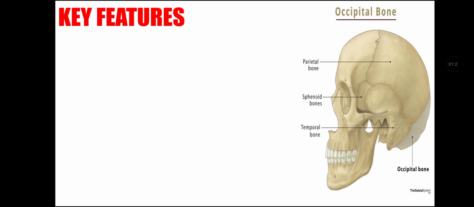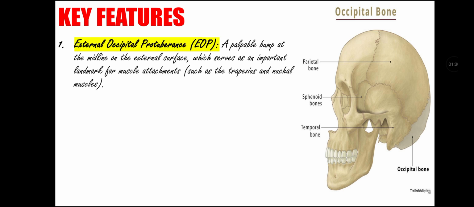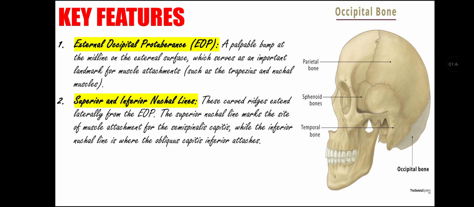Now let's talk about the key features of occipital bone. The first key feature is external occipital protuberance, that is a palpable bump at the midline on the external surface of occipital bone, which serves as an important landmark for muscle attachment such as trapezius muscle attachment and nuchal muscle attachment. Second feature includes superior and inferior nuchal lines, that are the curved ridges extending laterally from the external occipital protuberance. Superior nuchal line marks a site of muscle attachment for semispinalis capitis, while the inferior nuchal line is where the obliquus capitis inferior attaches.